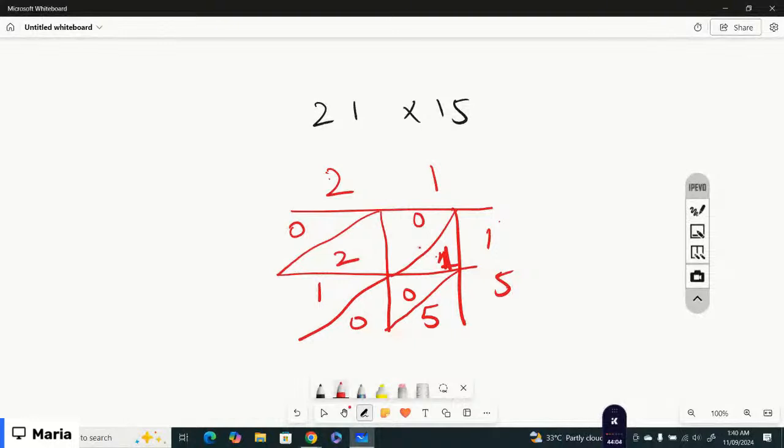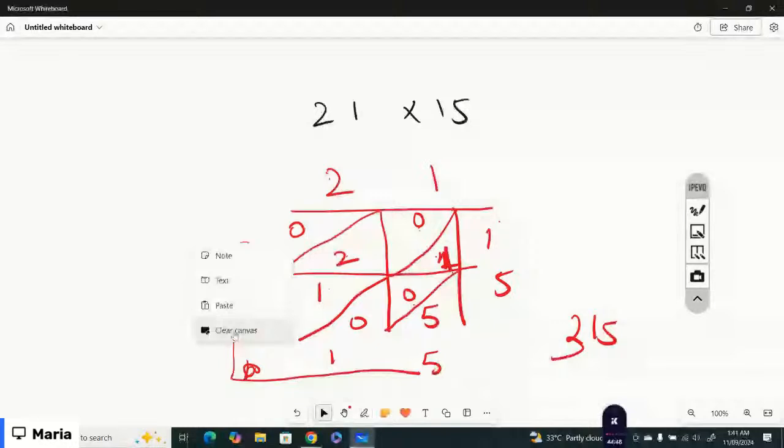So when you add the ones first: 0, 2, 1. 2 plus 1 is 3. Here you have 0, 1, 0, 0, 1. And you have 5. So that is 215. You need to write numbers like this. That is 215. Let me just see. 21 times 15 is 315. Yes, that is 315, because here you have 2 and 1. 2 plus 1 makes 3. So that is 315. Got it? The correct option is 315.